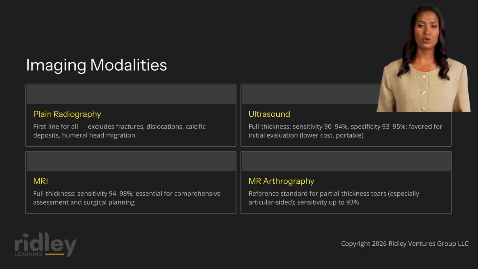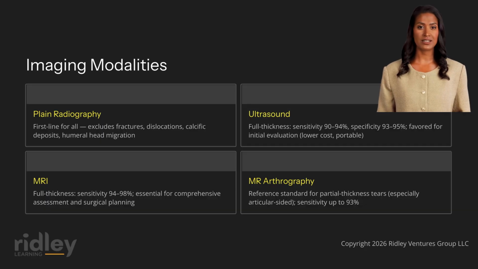For full-thickness rotator cuff tears, ultrasound achieves pooled sensitivity estimates of 90% to 94% and specificity of 93% to 95%, which is comparable to MRI with sensitivity of 94% to 98% and specificity of 79% to 93%. The ACR appropriateness criteria explicitly state that ultrasound has performance levels similar to MRI for full-thickness tears.